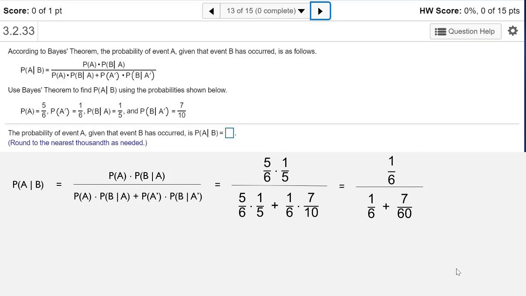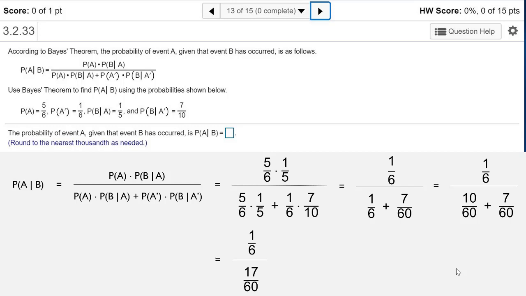So that first fraction 1/6 becomes 10 over 60 in the denominator plus 7 over 60, which makes it equal to 1/6 over 17 over 60. Now, if I can get the fraction on top to have the same denominator as the fraction on the bottom, then we can just cancel those denominators out, and what's left will be our final fraction.